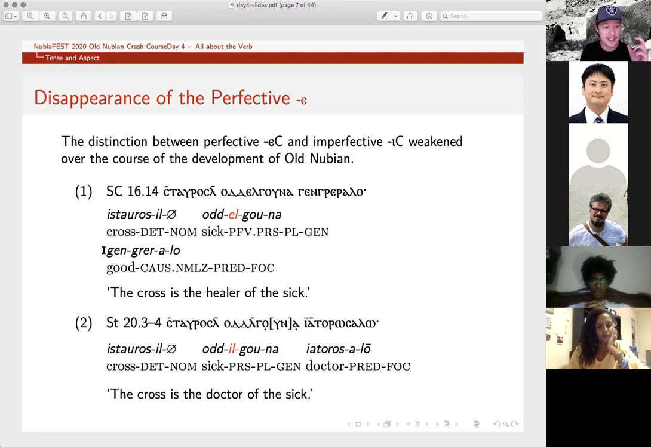Another fun thing is that in this older translation, you see that they use what seems to be a native Nubian word for doctor. But in the later translation, we have a Greek loan word. So this is also kind of interesting. Why did they choose one and not the other? This is an open question. So you see here very nicely that for the same word, the same sentence, the same context, even the same hymn, we find these two different morphemes, and the only thing that distinguishes them is the time frame in which these were produced.